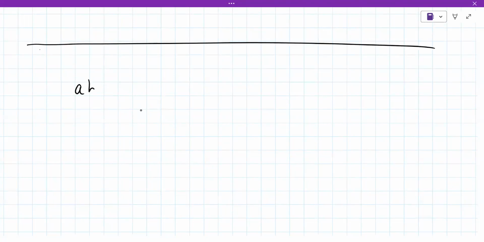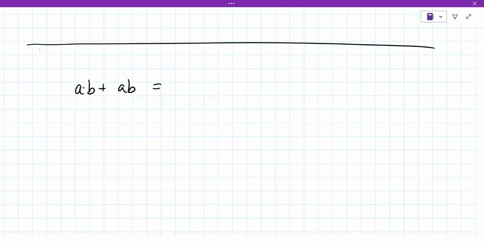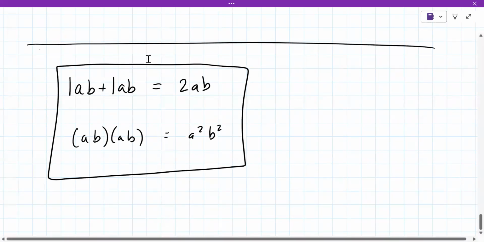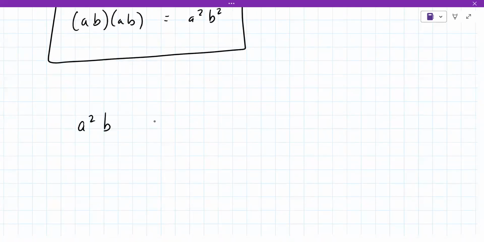All right. Can you tell me what AB plus AB equals? A squared B squared. So what you just told me is AB times AB. Oh wait, no, it would be 2AB. 2AB. You have two of them. Very good. So you have to remember this difference. This is a key difference between them.